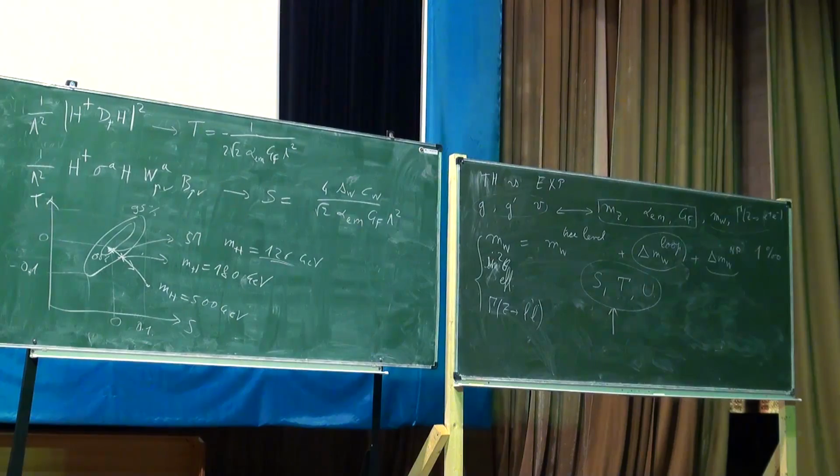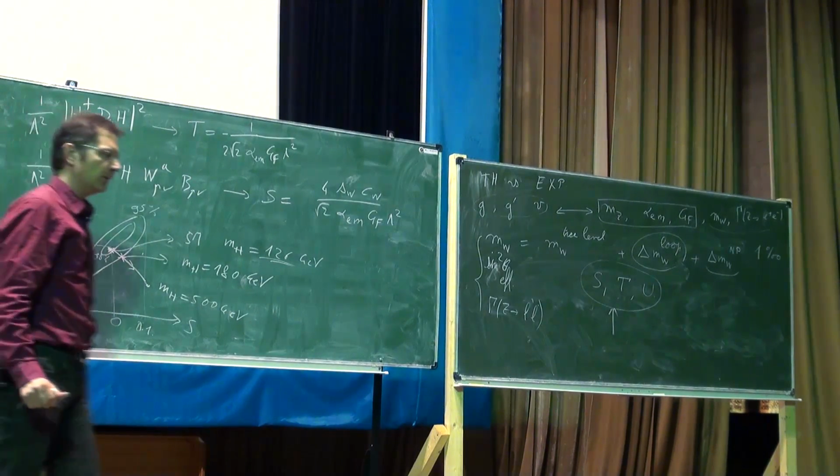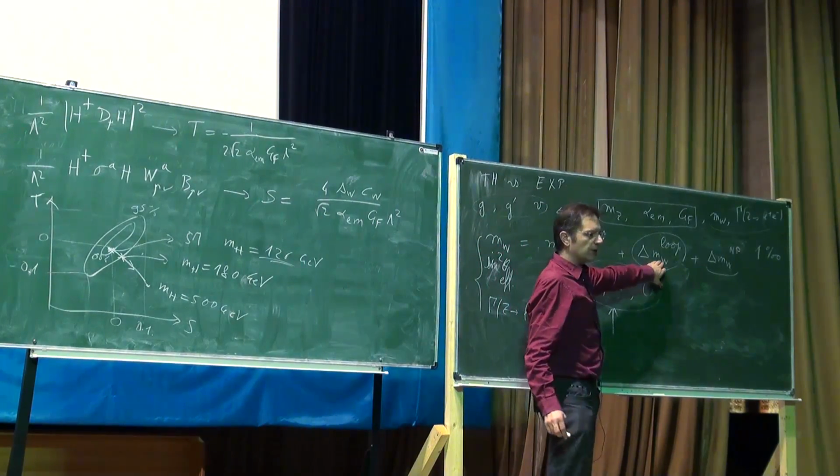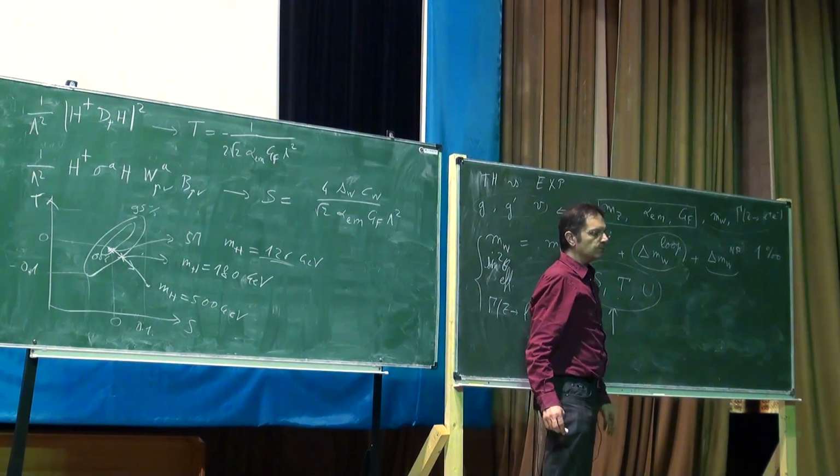Okay. Sorry, could you repeat? The weak mass comes from the loops, and yes, one which cancels that correction.